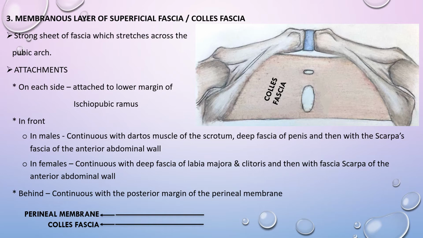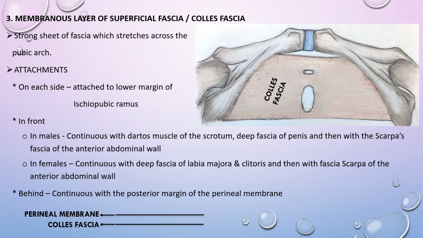In this diagram, you can appreciate the Colles fascia stretching across the pubic arch in females. If you take the attachment of this Colles fascia, on each side, it is attached to the lower margin of the ischiopubic ramus. In this diagram also, you can appreciate the lateral attachment of this Colles fascia.